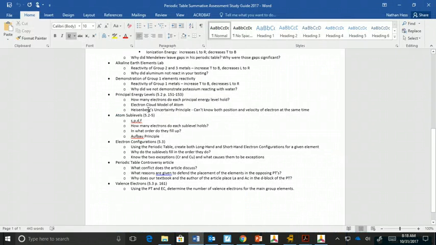Again, Heisenberg's uncertainty principle says we can't know both the position and the velocity of an electron at the same time. So we need to make sure that we can say the electrons are in certain places or not.